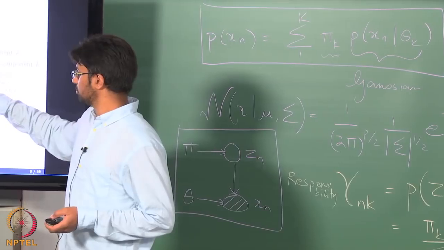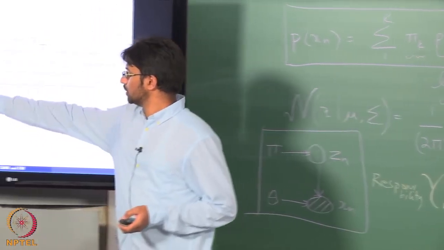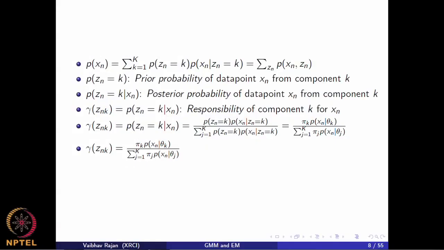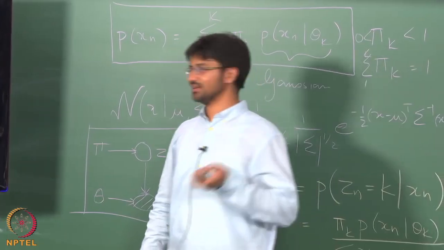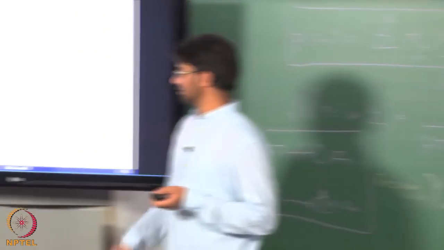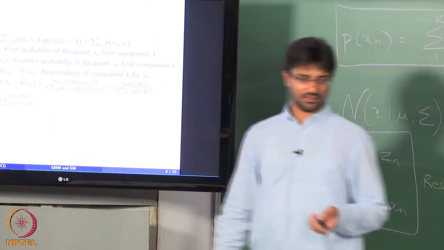So observe that you do not know the responsibility values until you know all the parameters. You need to know all the pi k's and all the theta k's, which in the case of Gaussian is all the mu k's and all the sigma k's for all the k components, and of course you need to know k, to know the responsibilities.